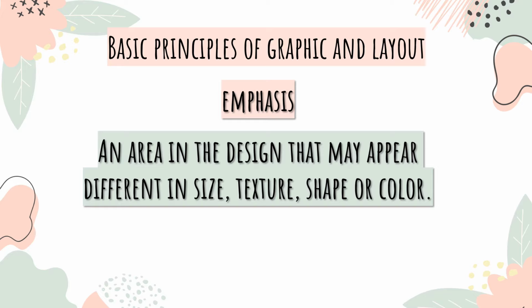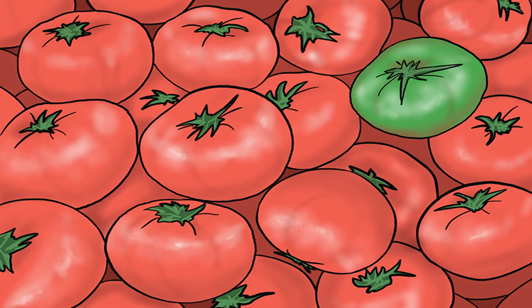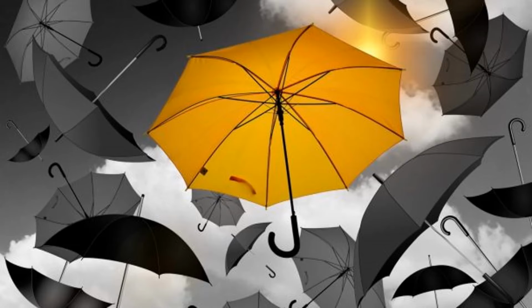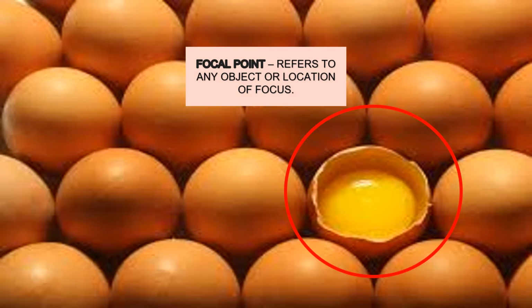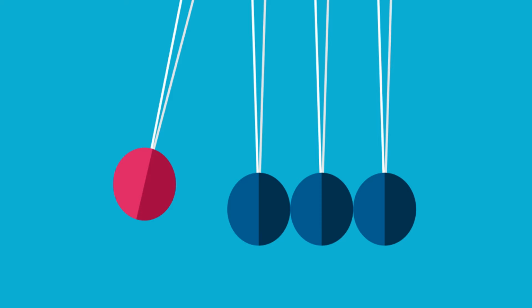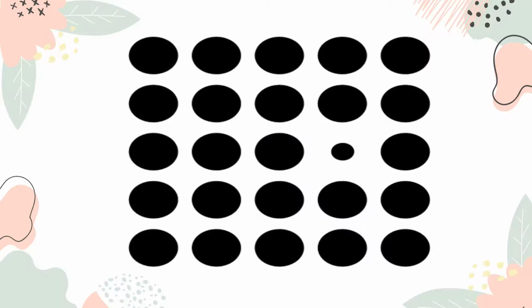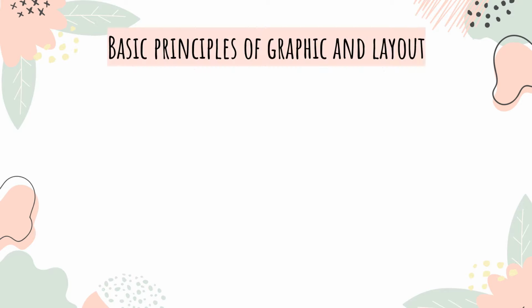Emphasis. An area in the design that may appear different in size, texture, shape, or color. Emphasis is the principle of art that helps the audience put the story of a painting together in their own minds. The term focal point refers to an object or location of focus. The focal point of an artwork is intended to be the part of the image that draws the viewer's attention first. The aim is to build an eye-catching feature that stands out from the rest of the design. You can use shapes, colors, and sizes to create emphasis.